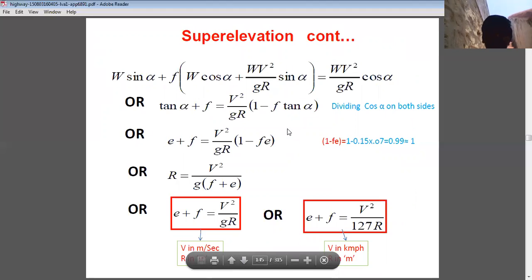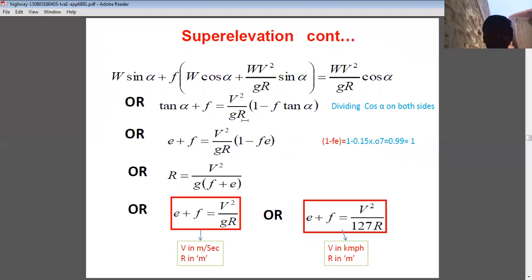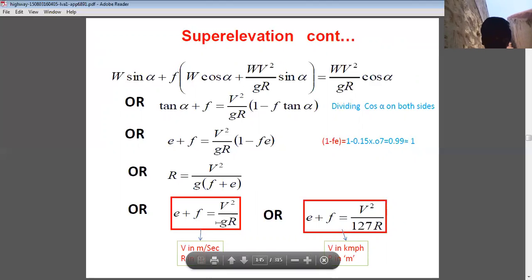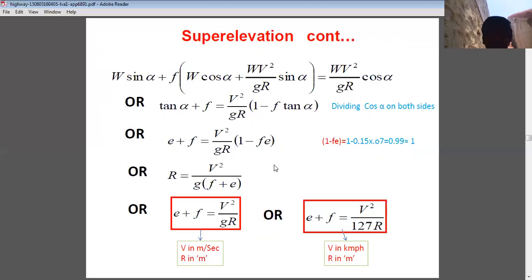The formula of superelevation continued. (tan alpha + f) equals v²/gR times (1 − f tan alpha). Dividing by cos alpha on both sides, you get (e + f) equals v²/gR times (1 − fe). Taking 1 − fe as approximately 1, the formula becomes e + f is equal to v²/gR, with v in meters per second and R in meters.